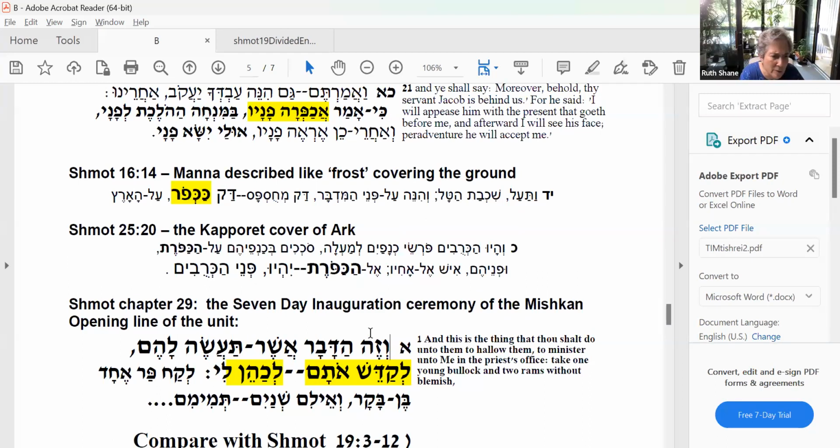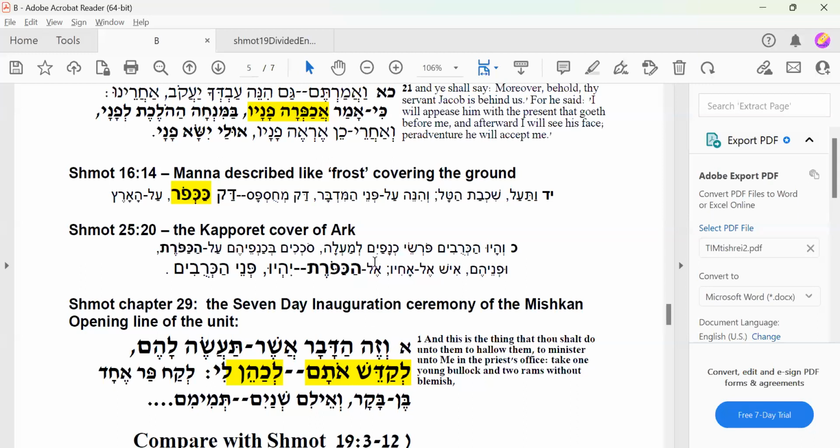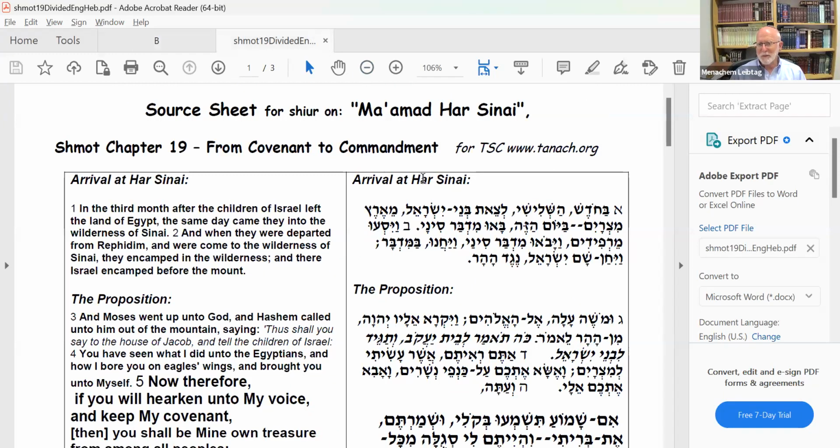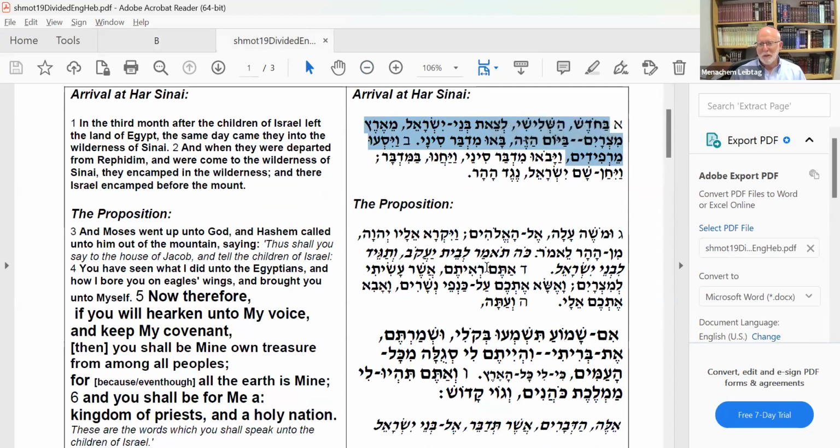The Bechor. We have kedusha, but we didn't have the word kohen there. Mamlechet Kohanim v'Goy Kadosh. Exactly. At Har Sinai, let me just flip the other one over here. At Har Sinai, we've done this many times. Remember, in the third month, we arrive at Har Sinai. Moshe goes up to God. God calls, go tell the people the following proposition.